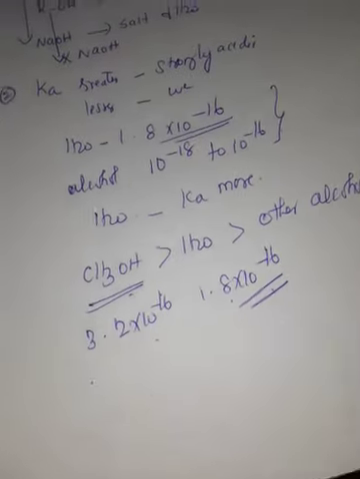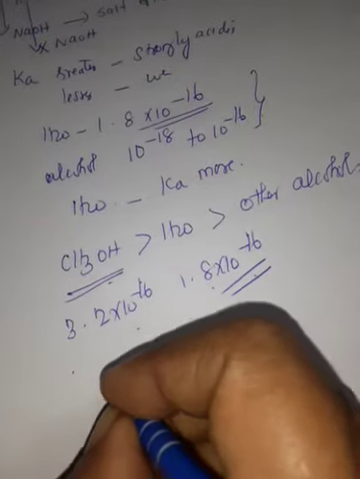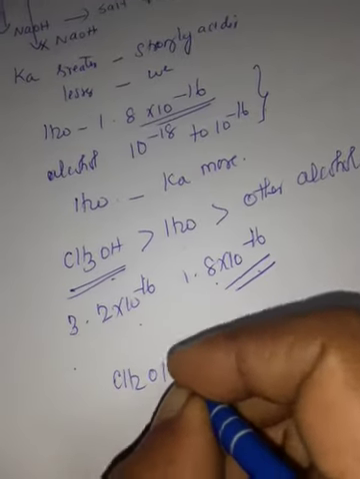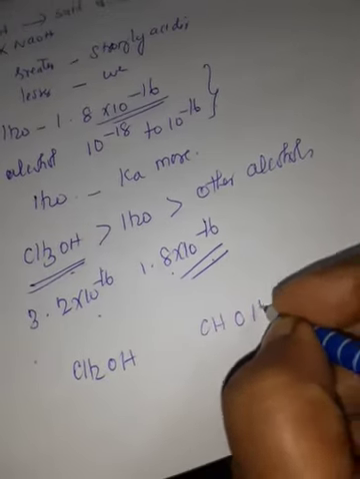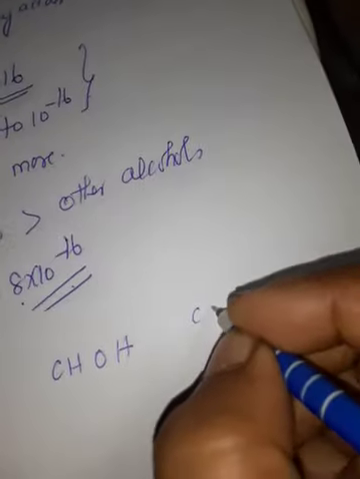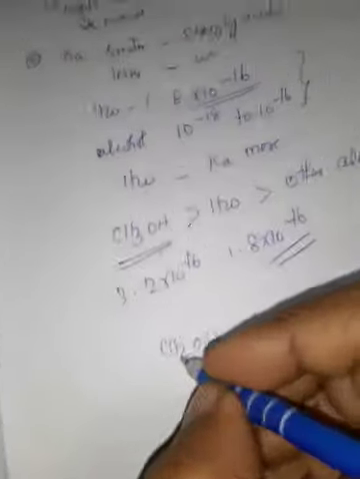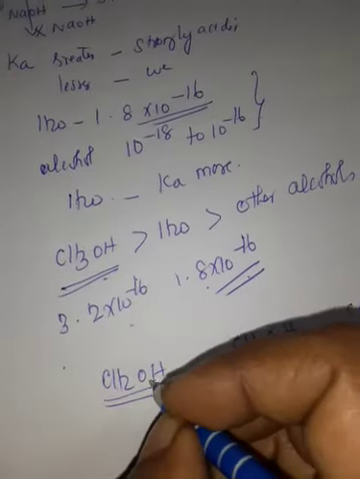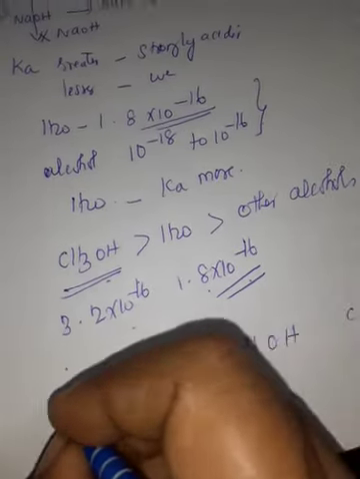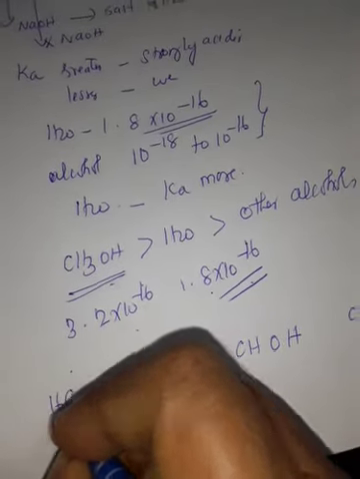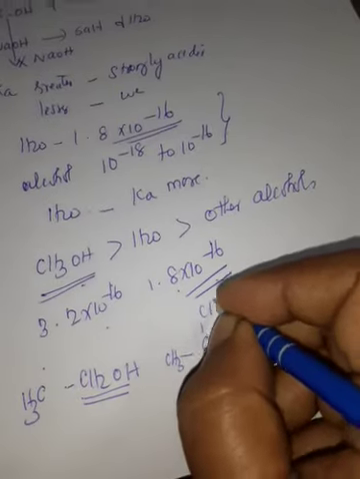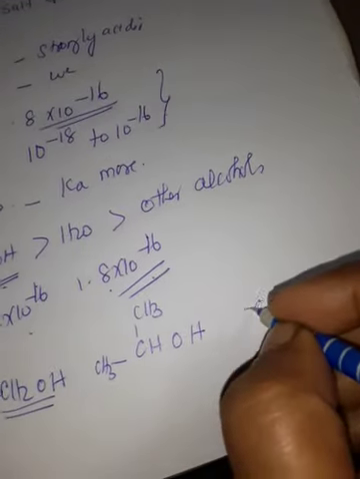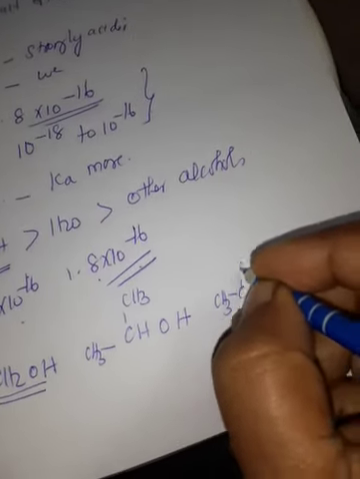Primary, as you already know, has a CH2OH group. Secondary has a CHOH group. Tertiary has a COH group. In a primary alcohol, the carbon carrying the alcohol is bonded to one methyl group. Secondary means bonded to two methyl groups. Tertiary means bonded to three methyl groups.